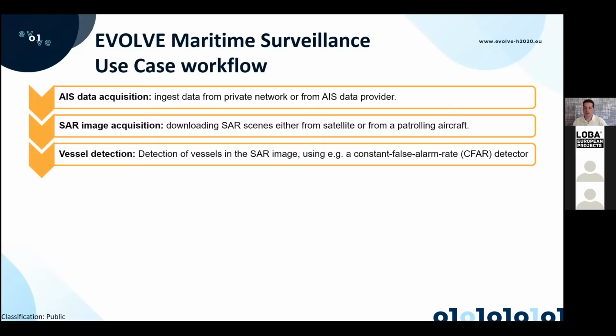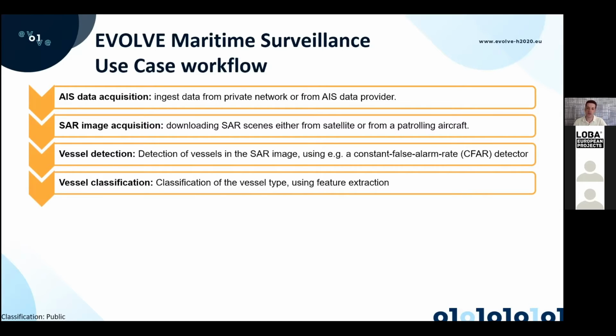The third step is the detection of vessels in the satellite image. In our case, we are using a library which has been open sourced by ESA and the European Commission, the SUMO library, which is specifically developed for vessel detection on SAR images. The same library also implements the next step, which is the classification of the vessel type using feature extraction. At this stage, it's mostly about the size of the vessel.